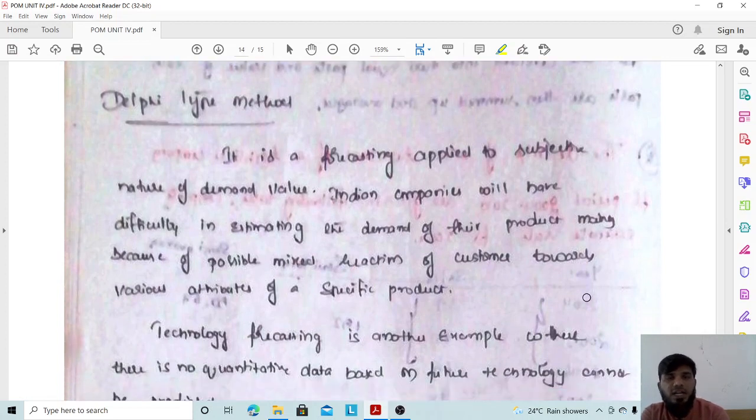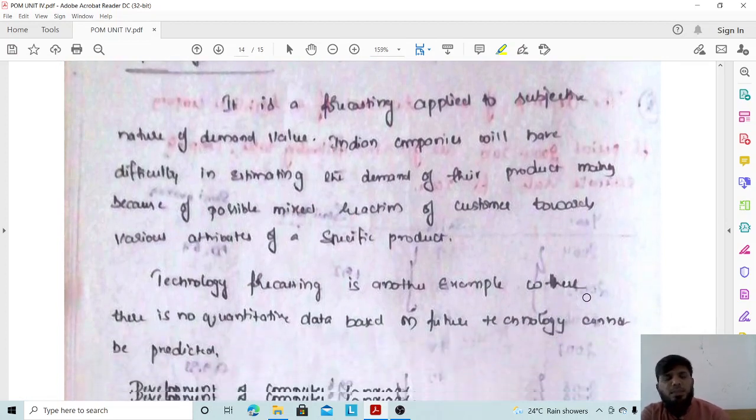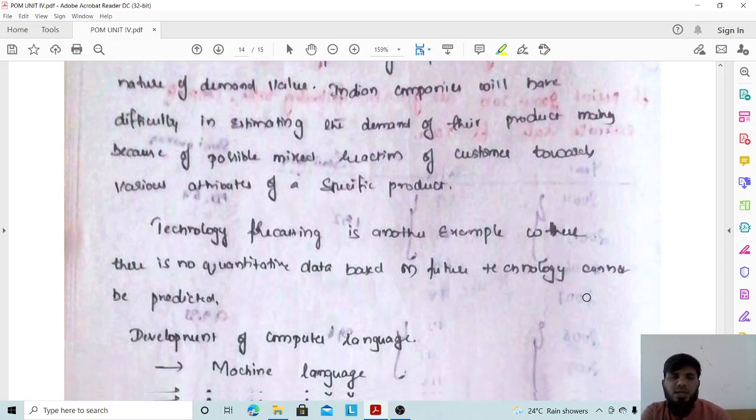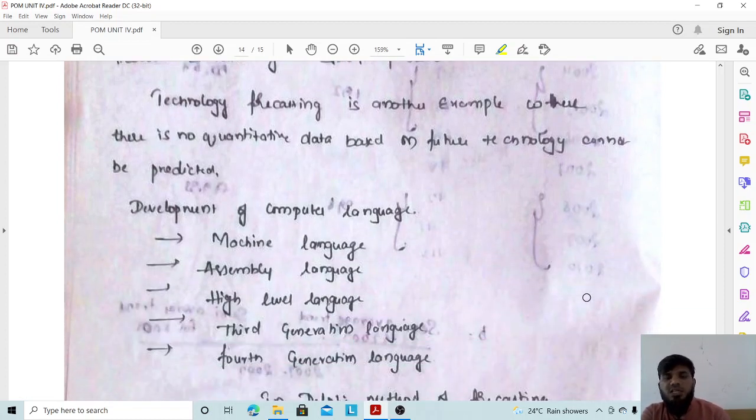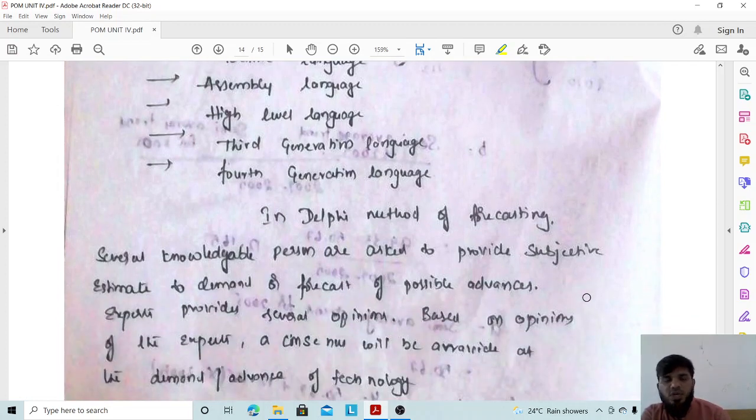Next is the Delphi method. In the Delphi method, this is a very simple method, a completely theory question. The main thing is that it uses the latest technology, and in this forecasting technique, they will not use only one group, like in a market survey where we use only survey people. Here it is not like that. Here we will use the people of all departments, whether it is sales, marketing, production, development, R&D, or management people.